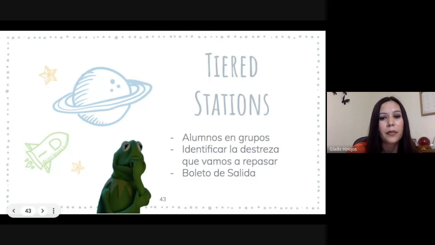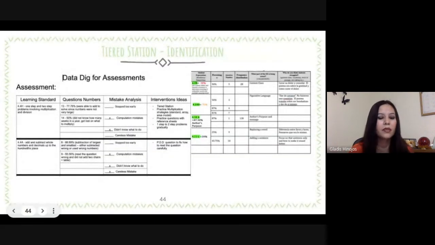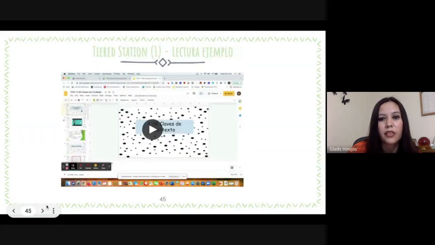Now I'm going to show you a little bit of my tier stations and how I tier my stations. Same thing as Miss Arras, we meet, we get together, we go over the data, we compare both my class and her class, my kids were going to be testing in Spanish, her kids were going to be testing in English, and then from there we decide what tier we're going to use for that station. So this is an example of my tier 1. And in my tier 1, I have a video of how it's going to be tested on STAR.